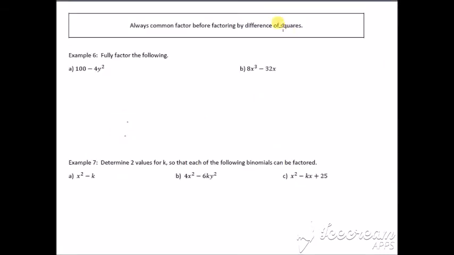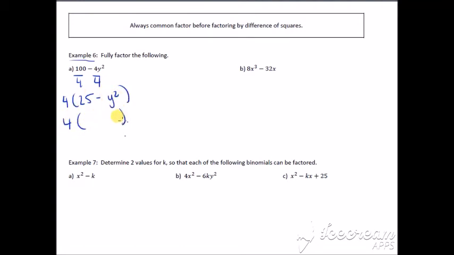Okay, so same theme, always common factor before factoring by difference in squares. So example 6 and 6 is going to be fully factor the following. So what can we pull out of both 100 and negative 4? Well, we can pull out a 4. Okay, so we're left with 25. The first factor would be 4. Then we'd have 25 minus y squared.